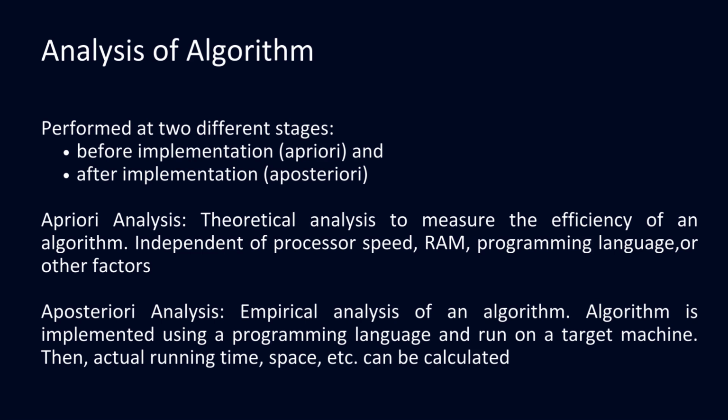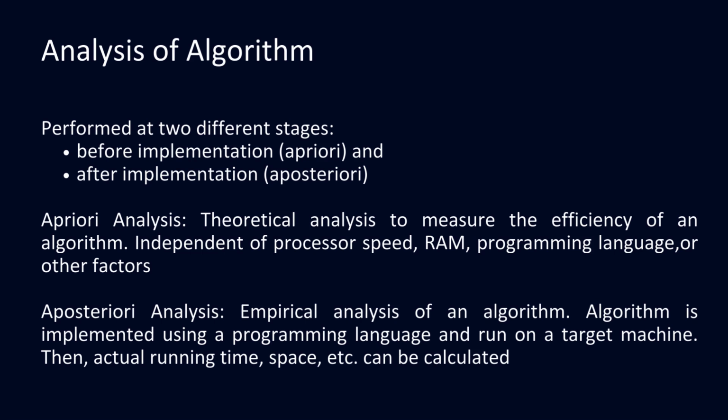The question is, can we quantify the running time or space of an algorithm in a way that is independent of the system on which the program is executed? Fortunately, there is a way which is called a priori analysis. Even without running the program, we can measure the efficiency of an algorithm just by going through the algorithm steps. Thus, this type of analysis is independent of processor speed, RAM, programming language, or other factors, and is usually measured in terms of the number of inputs to the algorithm.